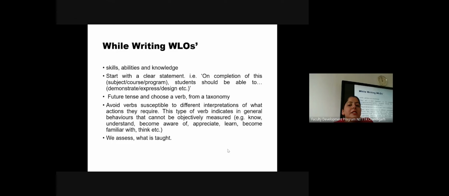So these are the susceptible words that we need not use in teaching learning practices. This type of verb indicates in general behavior that cannot be objectively measured. A good learning outcome is always measurable, realistic, time framed. So these kinds of verbs are not objectively measured. For example, the teacher needs to avoid: the student is able to know about, understand, become aware of, appreciate, learn, become familiar with or think. Someone like me could say, I do not think so. We assess what we taught. We will assess only what we are going to teach in a class.